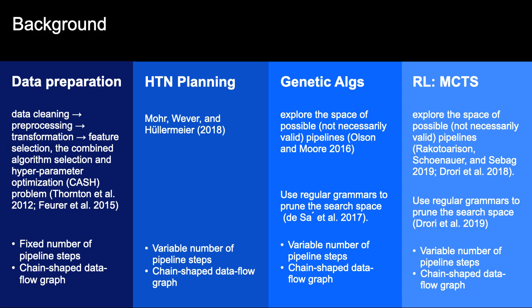The approach generated both valid and invalid pipelines and used regular grammars to prune the invalid ones. Yet another line of work suggested to use a Monte Carlo tree search instead of genetic algorithms, and again using regular grammars to prune the search. All these approaches further restricted their search space by allowing only chain-shaped pipelines.